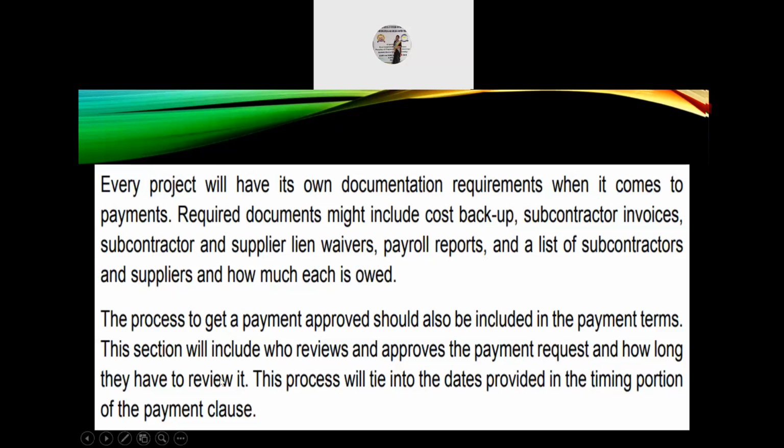The process to get a payment approved should also be included in the payment terms. This section will include who reviews and approves the payment request and how long they will have to review it. This process will tie into the dates provided in the timing portion of the payment clause.